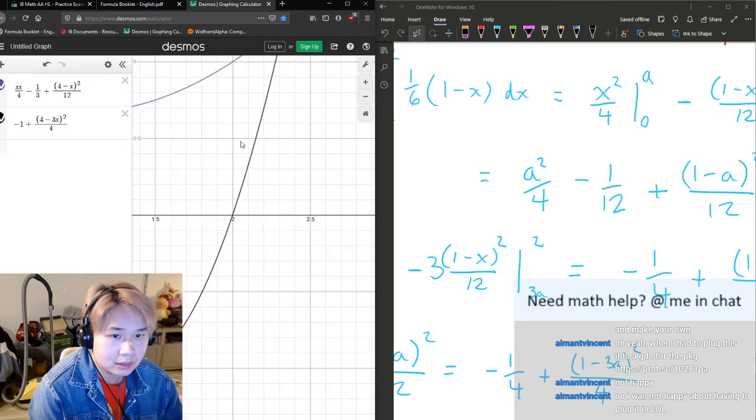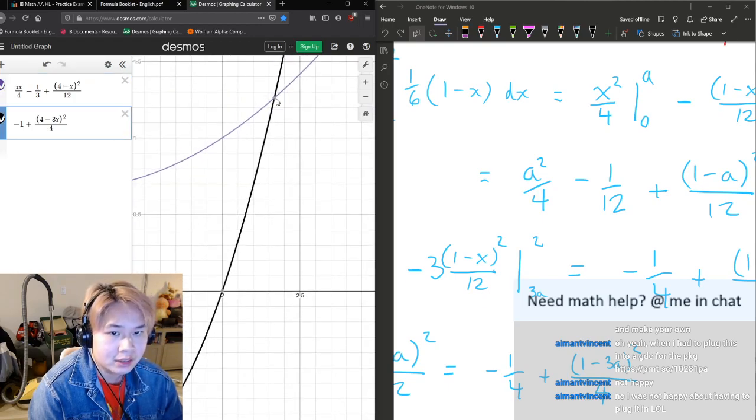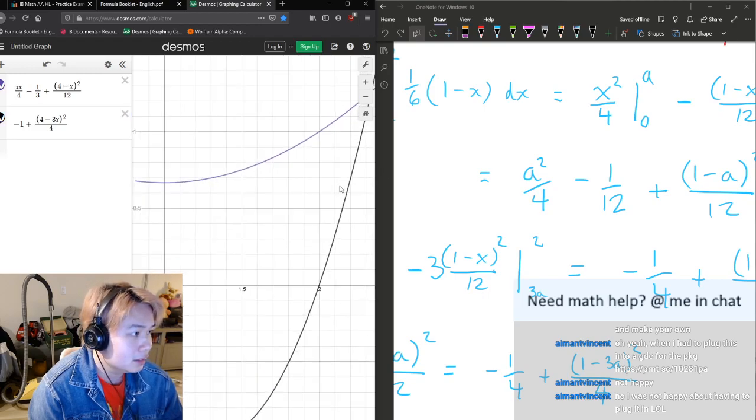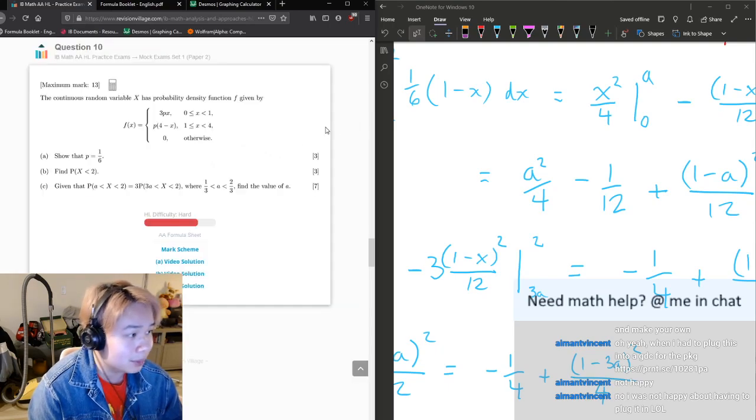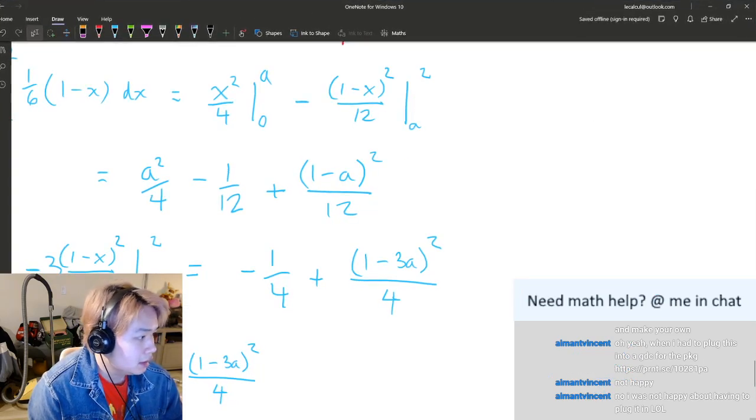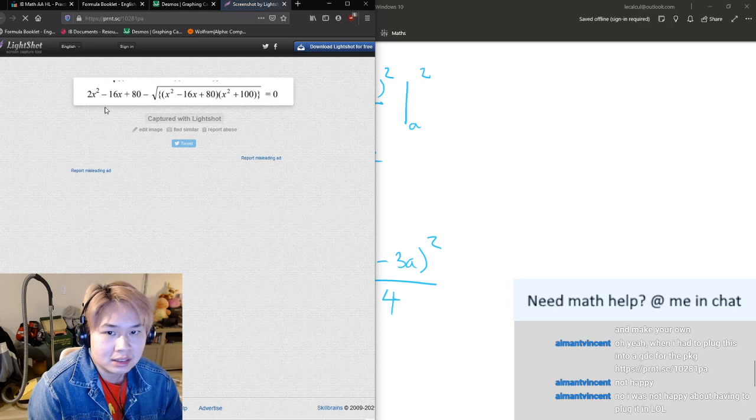0.4 something. And then there's another one over here at 2.33. Okay, I messed up the function, so everything went wrong. The process was right, but man, I need to be more careful with how I copy this stuff. Okay, so let's see. Plug this in.